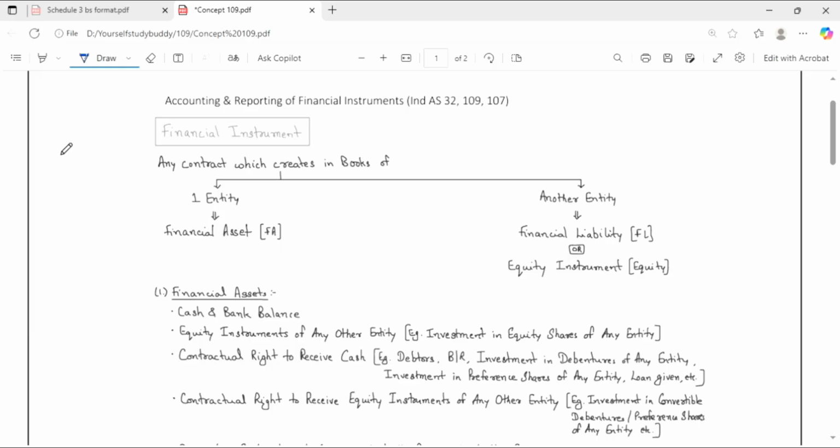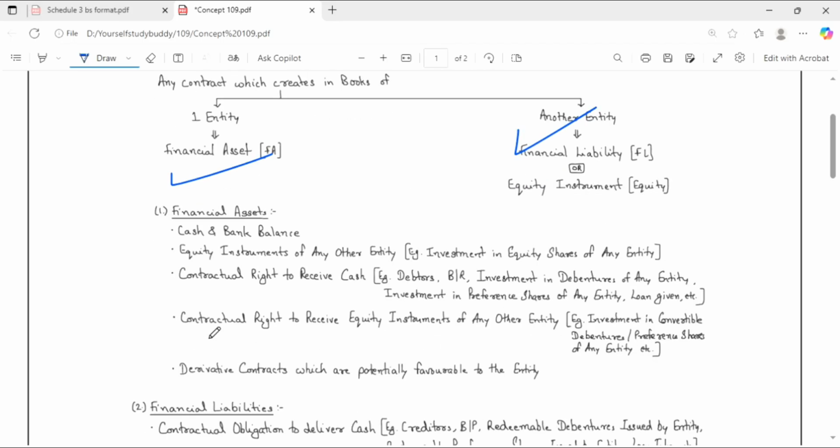Okay, so it is a contract which will create a financial asset for one entity and a financial liability or equity instrument for another entity. Okay, so now let's understand what a financial asset is, and what things are included in financial assets. So cash and bank balance, then equity instruments of any other entity. Suppose I have made an investment in Reliance. I have purchased Reliance equity shares. So that is my investment, and I will show it as an investment in financial assets in the balance sheet.